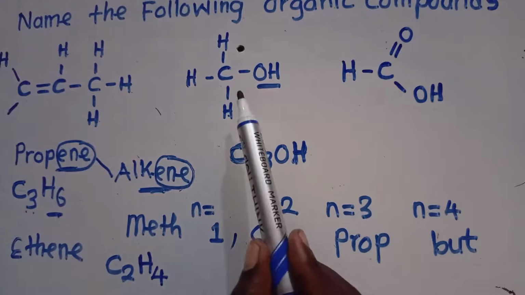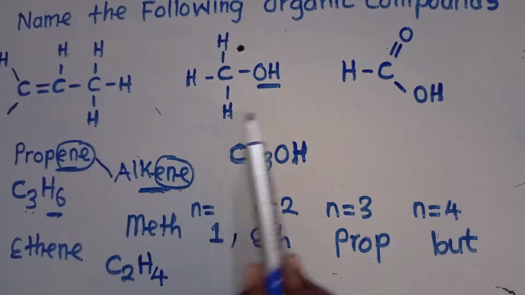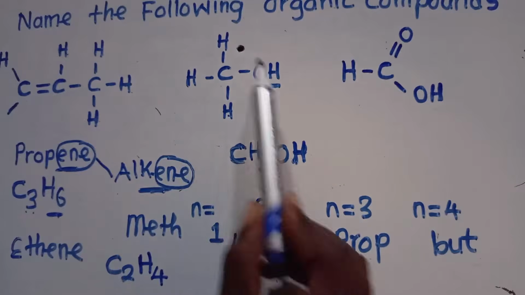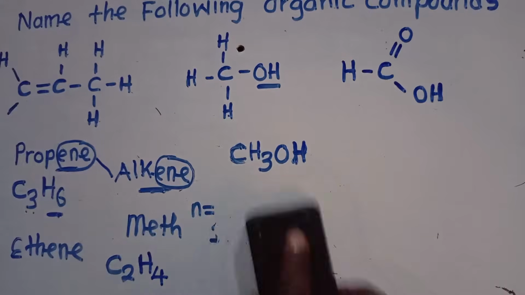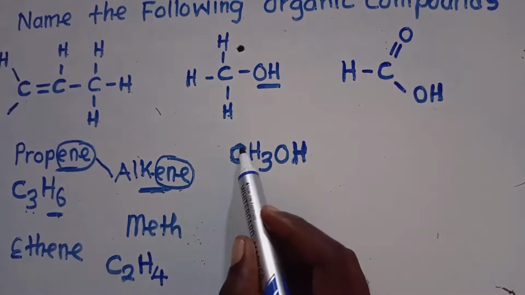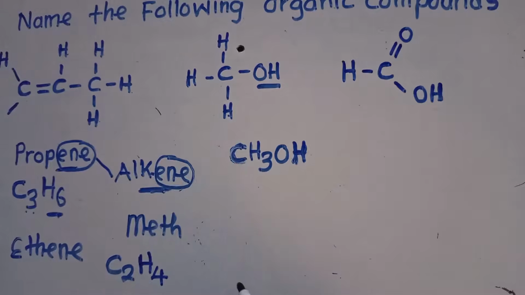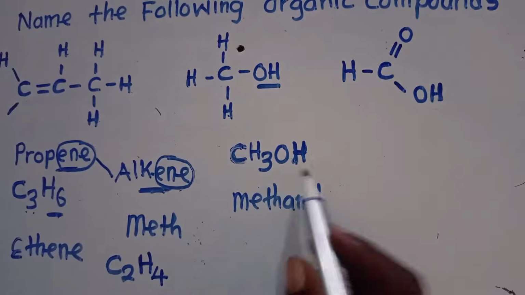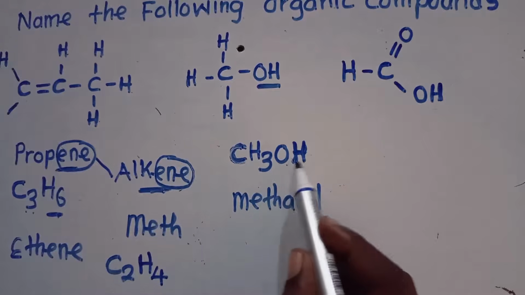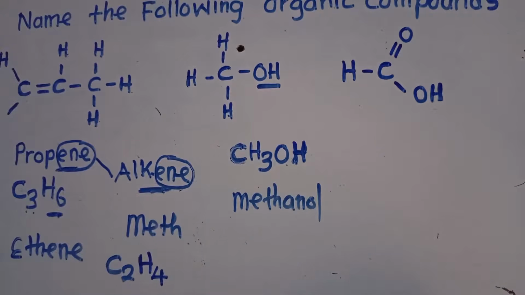So how can you identify this one that is here? For you to identify it, you need to know and understand this. These names, you are supposed to know them. So how many carbons are you having here? 1. So definitely you know that the name is methanol. Straight, you go to the point. There is an OH group here. So this one is called methanol.